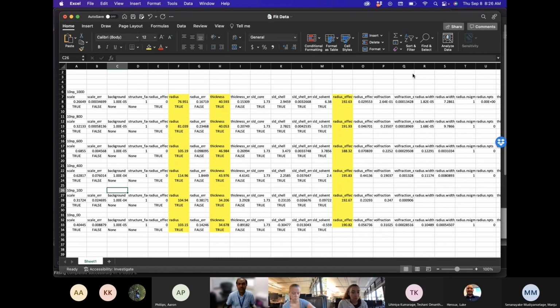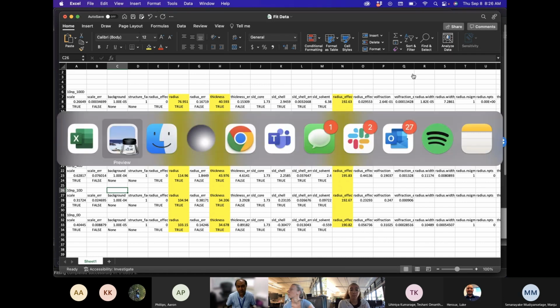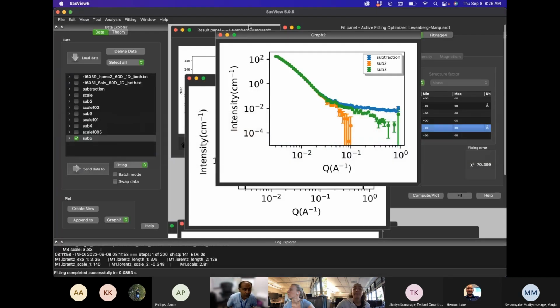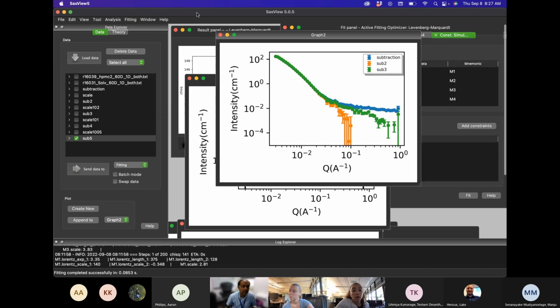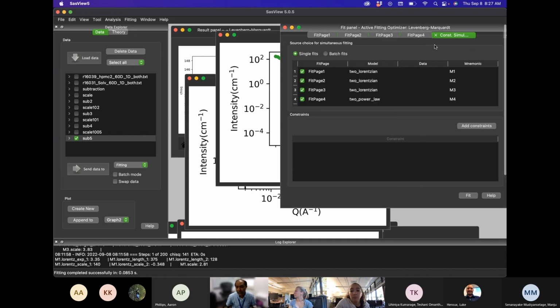So, simultaneous fit: from Rana Ashkar's group, I forget her name, I just showed her how to do the simultaneous fit in SasView. One option is to try that. If you open SasView, I can tell you. Go up to Fitting, and Constrained and Simultaneous Fit. No, go up. Yep, there. There's a window that opened on the back. You see, now you can connect.